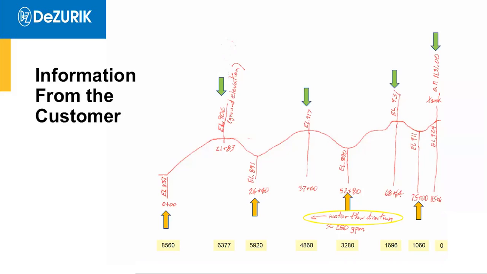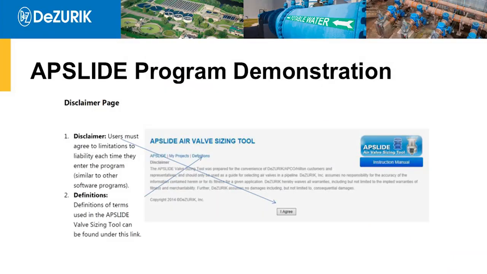So that was some information about how to gather information, and we're going to spend the greater part of the presentation really looking at the program. And so before I actually launched the program, I thought I would just explain this screen. And when you go to the rep-only website, there's a logo. It looks like the APSLIDE logo on the right-hand side of this page. You click on it, and this screen is the first thing you see.